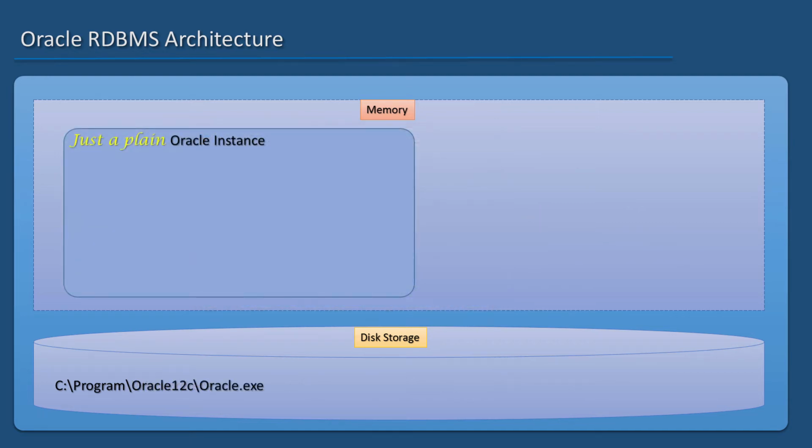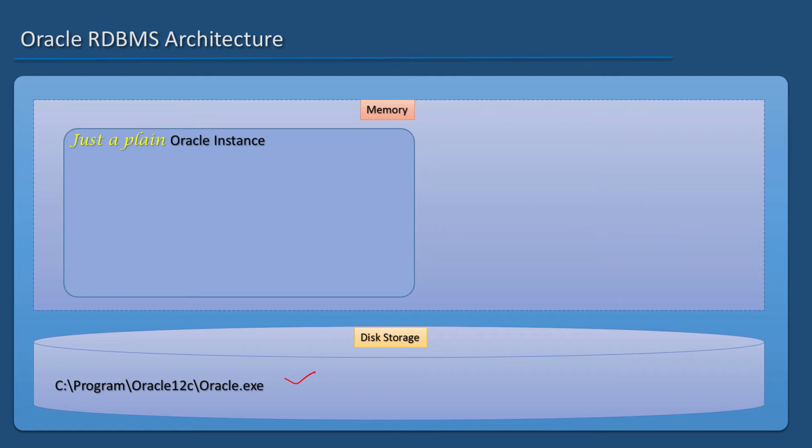Now imagine that I've installed Oracle software in the folder C:/program/Oracle 12c and I start it. First of all, Oracle software is not just a single file. It's a set of files. Also, there are some additional components that are needed to start Oracle. We will talk about those things later. Now, let us keep this simple.